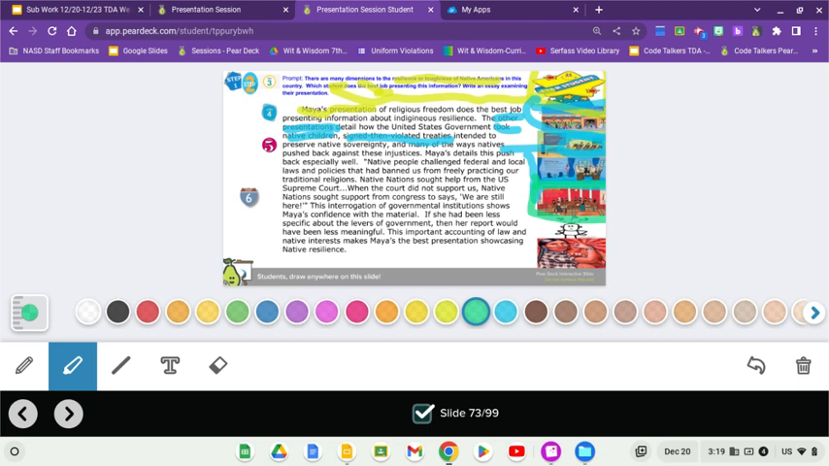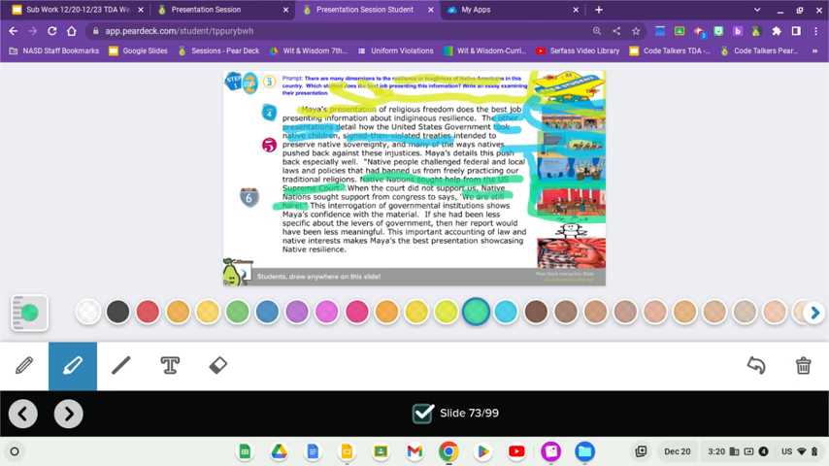Native people challenged federal and local laws and policies that had banned us from freely practicing our traditional religions. Native nations sought help from the U.S. Supreme Court, and you can see them arguing in the Supreme Court chambers there. When the court did not support us, Native nations sought support from Congress, which says we are still here. I'm going to highlight that phrase, we are still here again.